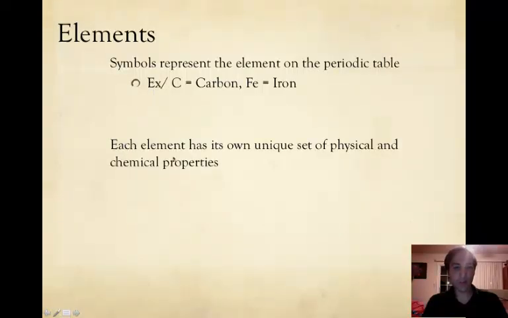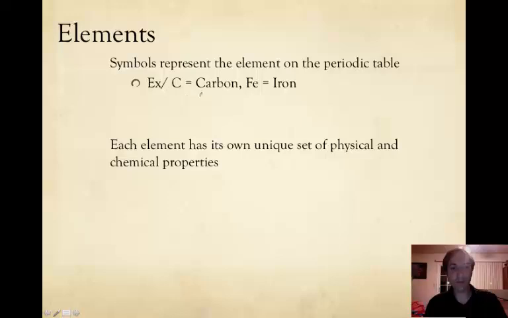Each element has its own unique set of physical and chemical properties. What does that really mean? It means that, for instance, carbon has different physical properties than iron. When we look at it, they look very different. Iron is a metal, it's kind of shiny. Carbon, on the other hand, is a non-metal. It's got kind of a dark appearance if you're just looking at raw carbon. It's not metallic, not shiny. However, certain combinations of carbon can produce something that's more glass-like in the case of a diamond.